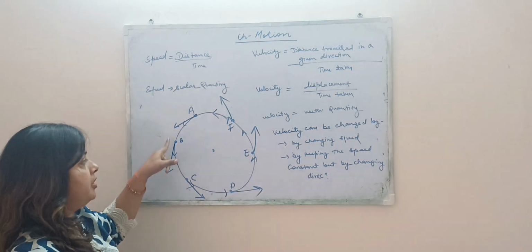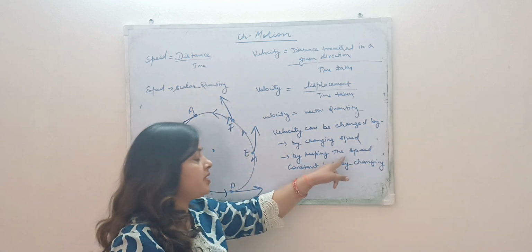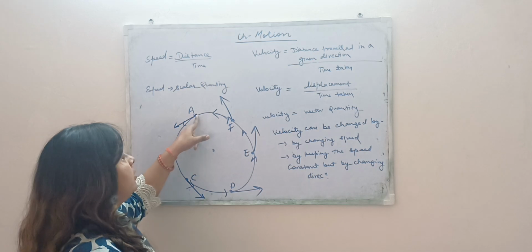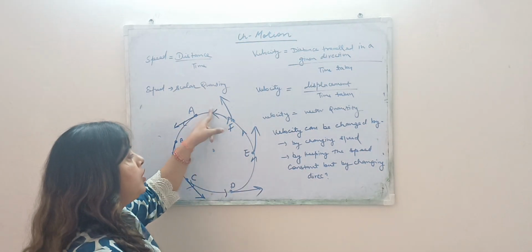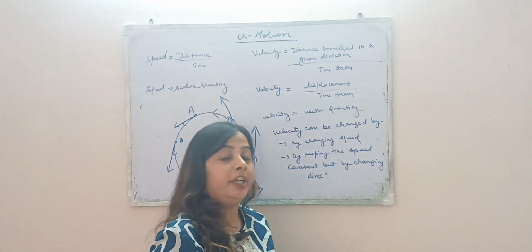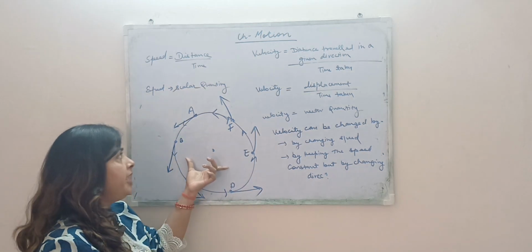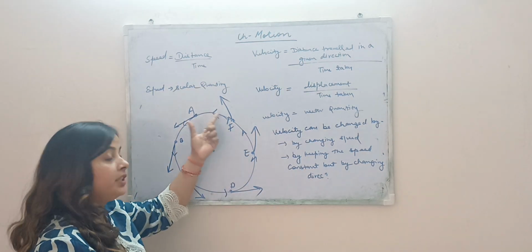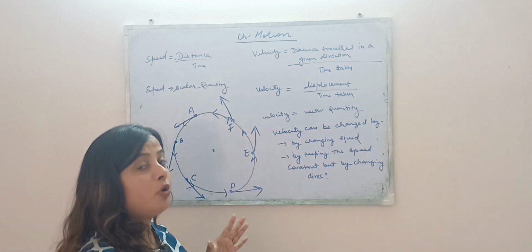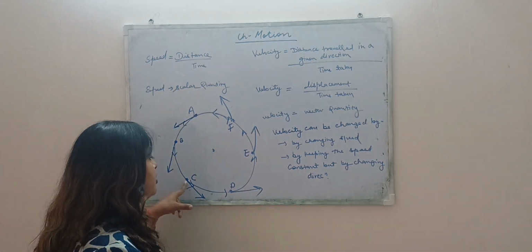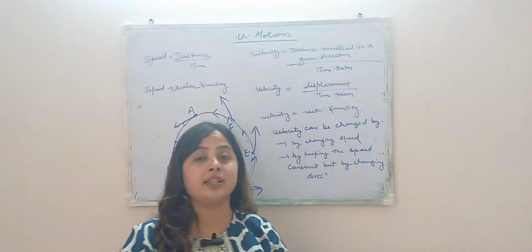So at each point, you can see that when the body moves around a circular track with constant speed, the direction of the body is changing at each point of the circular track. And when the direction is changing, it means the velocity of the body is also changing. So though the speed of the body is constant when it moves with constant speed all around the circular track, the velocity will not remain constant because the direction of the body is changing at each and every point of the circular track. I hope children it is clear to you.